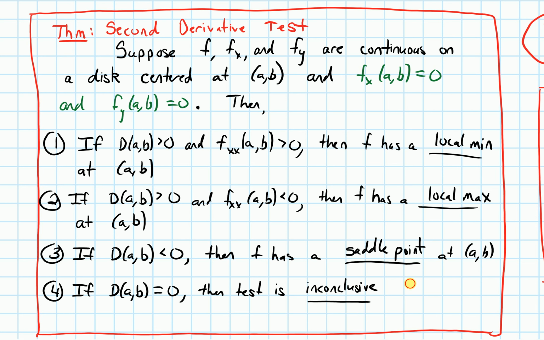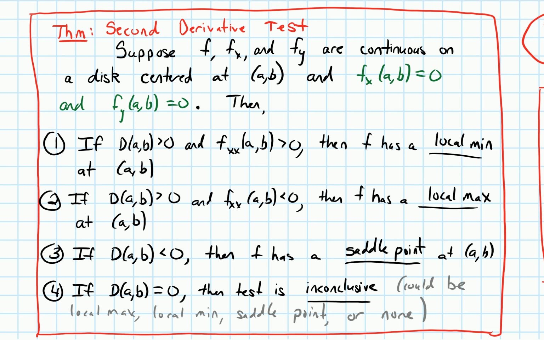And what that means is there could be a local max or a local min or a saddle point or none of them at the point (a, b). We just don't get any information. That's what happens if this Hessian, this determinant, ends up equaling 0.